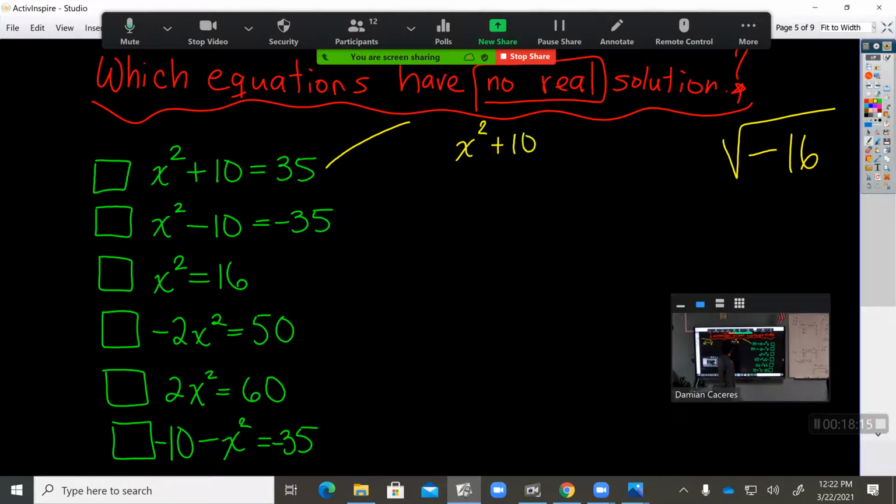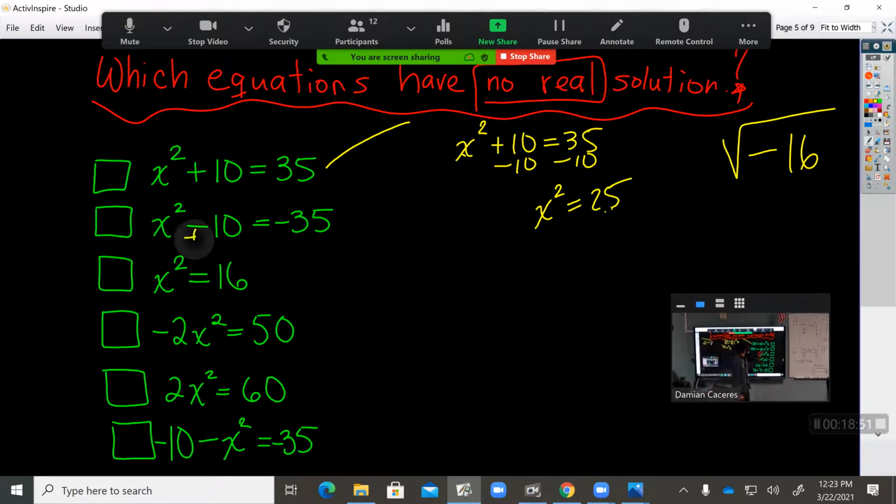So watch what happens when I try to solve the first one. X squared plus 10 equals 35. When you want to use a square root property, all you do is get x squared by itself. So minus 10 minus 10. That leaves you with x squared equals 25. Now, if I wanted to solve it, I put a square root on both and I solved it. But this doesn't say solve. This says which has no real solution. So you don't have to solve. If this is a positive, it has a solution. If it's a negative, it doesn't. So in this case, you cannot check the first box. You get what I'm about to do for the next ones?